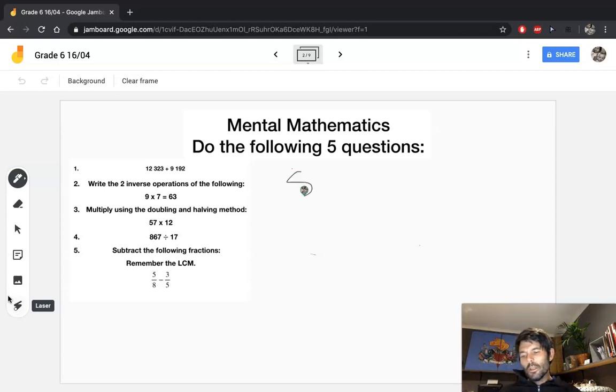Right, then the doubling and halving method. I was keen to see if you guys could remember this method from a couple of weeks back. So remember, if you've got an odd number, you can double it. And if you've got an even number, you can halve it.